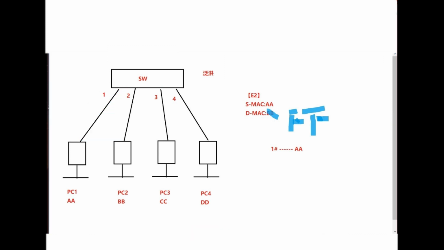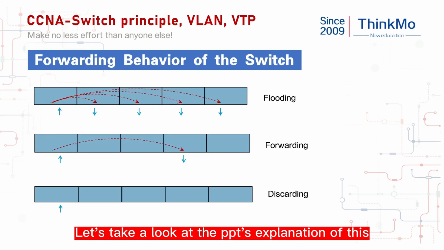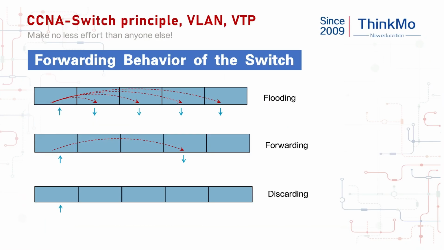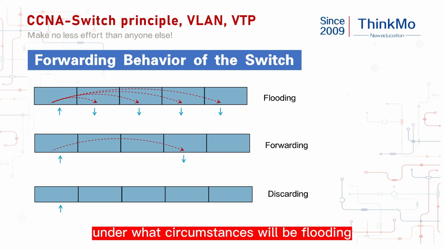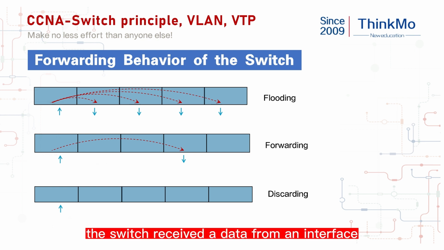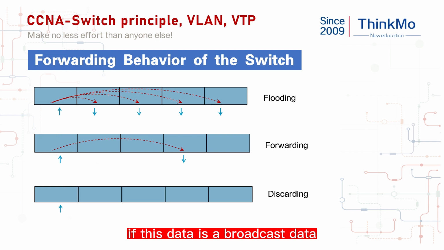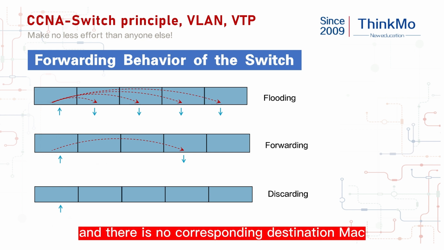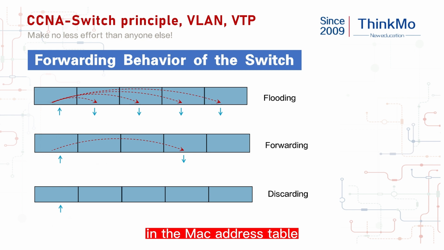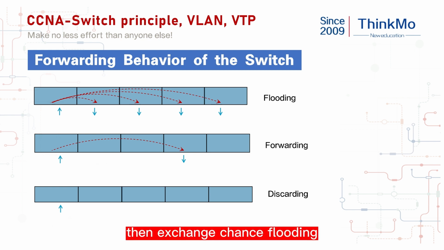Or retweet, or flooding, or discard. Let's take a look at the PPT's explanation of this. Let's sort it out. The first is flooding. Under what circumstances will we flood? The switch receives data from an interface. If this data is broadcast data, the switch directly floods. If the data is unicast data, and there is no corresponding destination MAC in the MAC address table, then the switch will also flood.